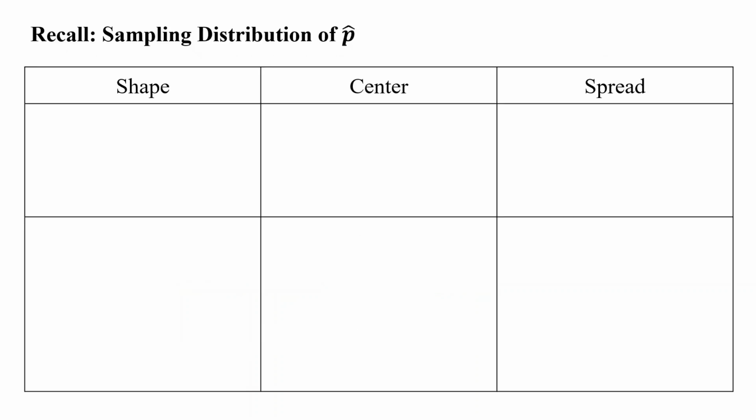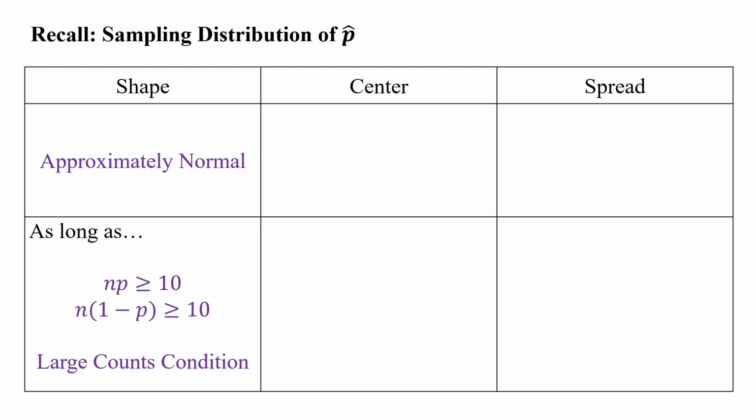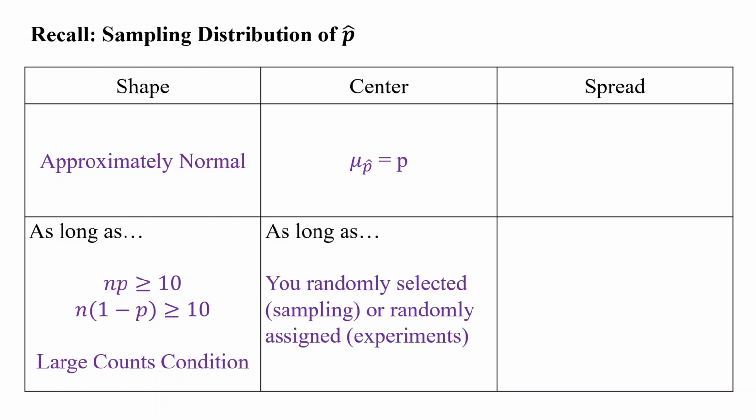So let's recall what we talked about in the last video. Let's summarize this. What is the sampling distribution of a sample proportion? What's the shape, center, and spread of it? Well, the shape's going to be approximately normal as long as our large counts condition is satisfied, all right? Then we can say our shape is approximately normal. The center of our sampling distribution was equal to our population parameter, as long as we randomly selected when we were sampling, or if we were to randomly assign in an experiment.